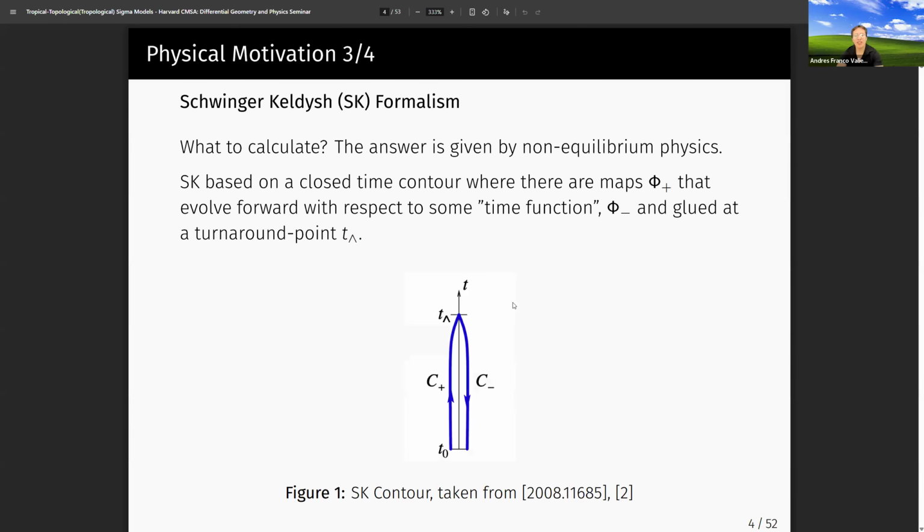It turns out that part of the answer is given to us by non-equilibrium physics. It's based on something known as the Schwinger-Keldysh formalism. You don't have to know quantum mechanics. The important thing is that quantum mechanics tells us that if you want to take whatever physical model out of equilibrium, you double the maps. You end up having a map that is propagating forward in time with respect to some time function, and a map that is propagating backwards in time with respect to that time function. Then they are glued together at this turnaround point that we call T wedge. That's the important thing. We take this result from physics, and then we try to apply it to string theory.